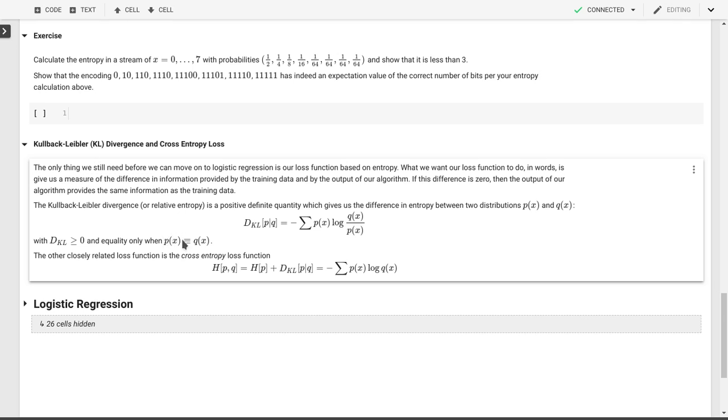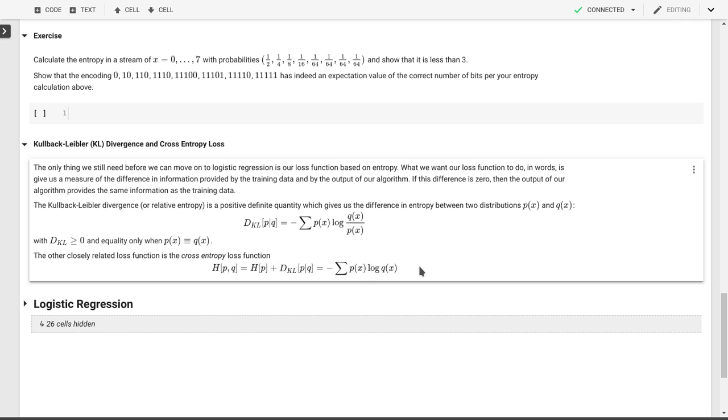So that is the Kullback-Leibler divergence, and the only thing that we now still need to do is just figure out, well, what happens if we actually calculate this cross entropy loss function. And that is just taking the Kullback-Leibler divergence and adding it to the information entropy for our probability distribution p. So that then just gives us minus the sum over p of x log q of x. And so you can see why this is called the cross-entropy loss function, because it crosses the roles of p and q in this entropy.